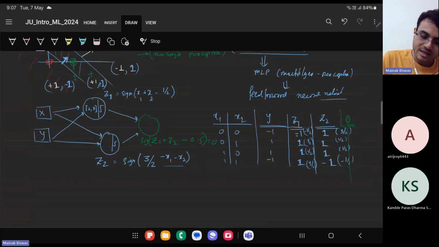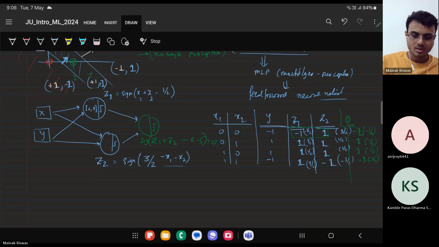See, Z1 plus Z2, if it is opposite sign, it will become negative, right? Same sign, it will become positive. You are following? Can you tell me what is the motivation behind doing minus 0.5?